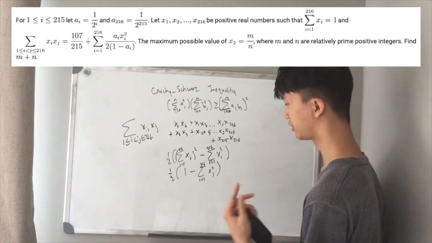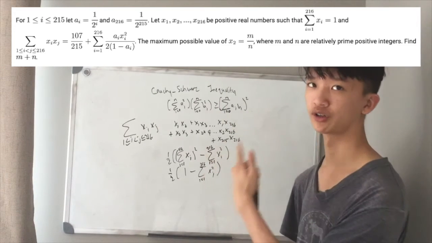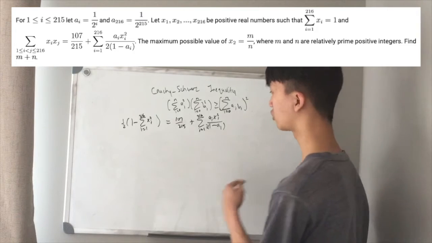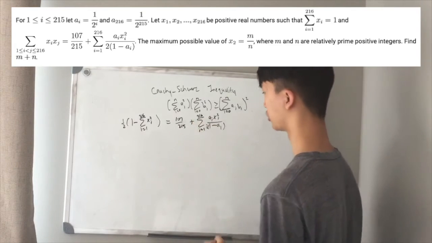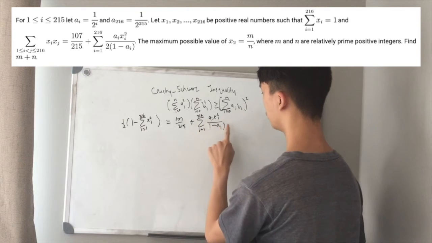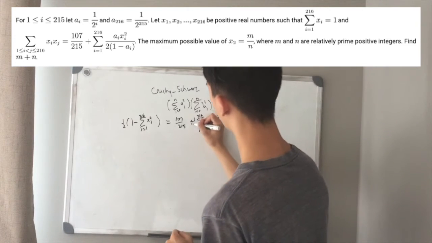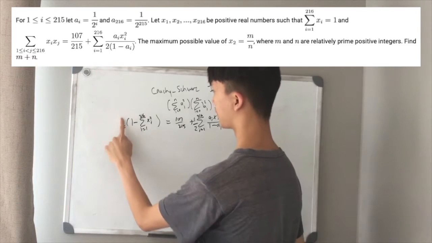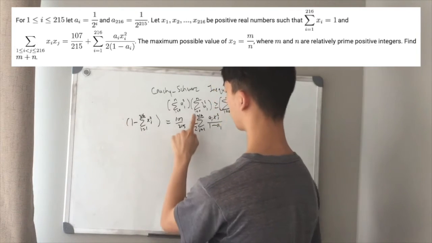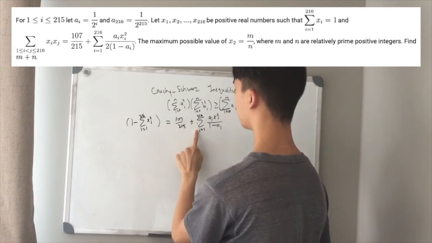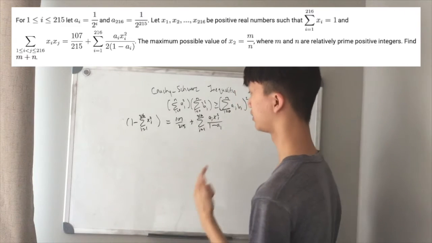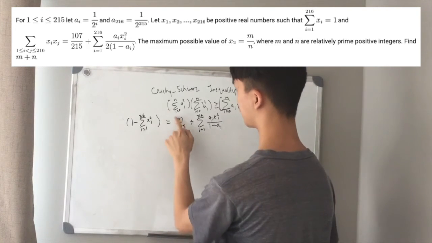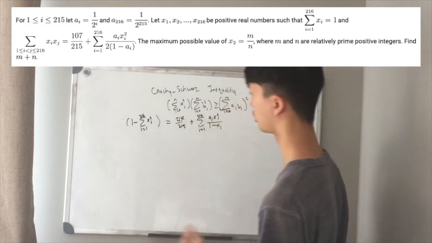So now we can substitute this into the second equation in the problem. So first, we can factor out a 1 over 2 from the summation. So we can erase this 2 to get 1 over 2. Then we can multiply both sides of the equation by 2. So we can erase this 1 over 2, and we can erase this 1 over 2. Then we multiply the 107 by 215 to get 214 over 215.